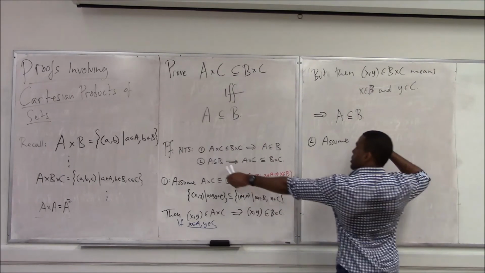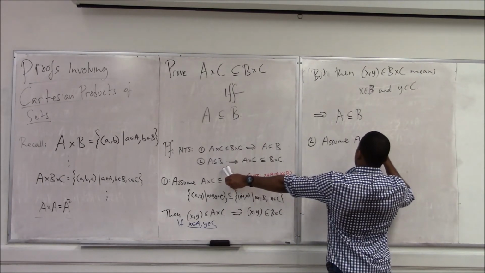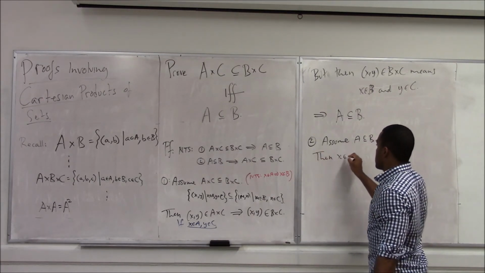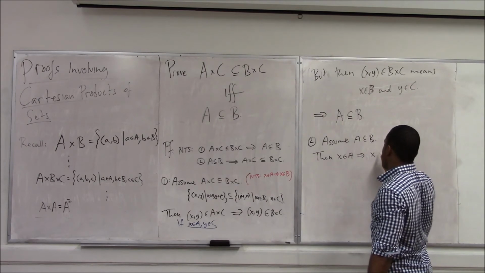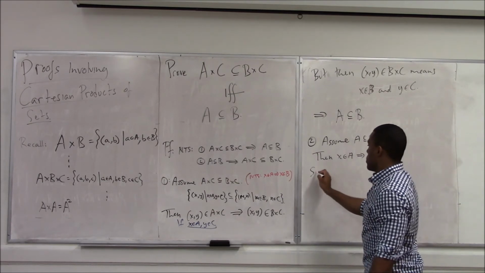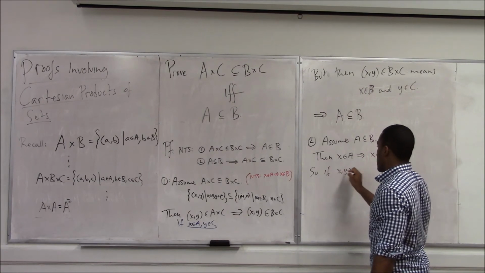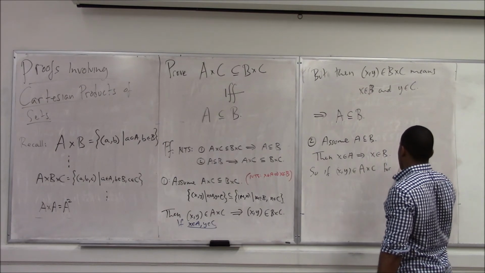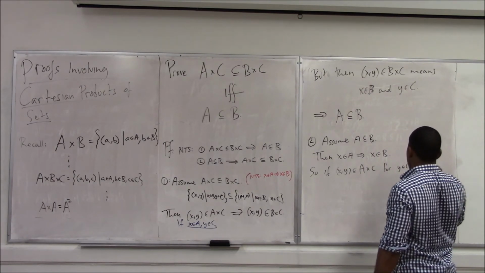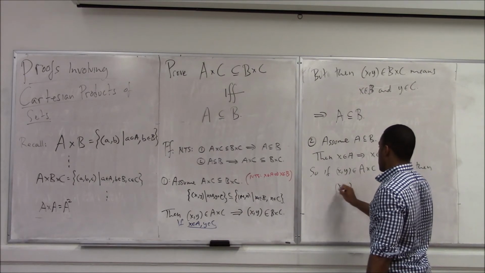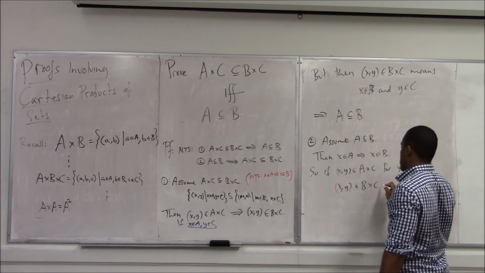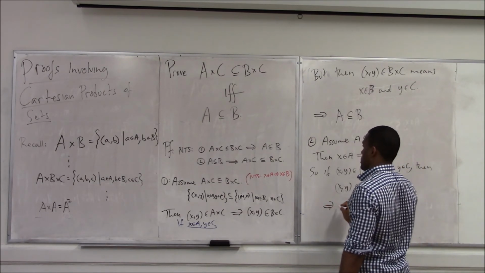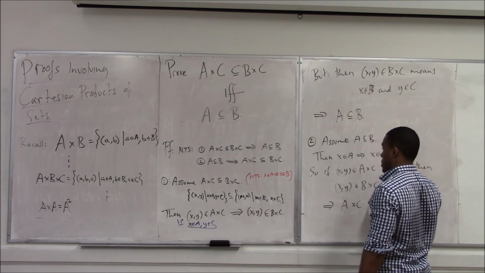Assume now I want to show this one. So let's do a direct proof. Assume A is a subset of B. Then x is in A implies that x is in B. So if (x, y) is in A cross C, for y in C, then it also means that (x, y) must be an element of B cross C. Which means that A cross C is a subset of B cross C.